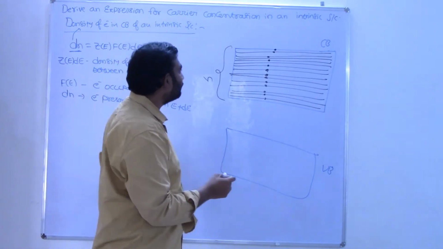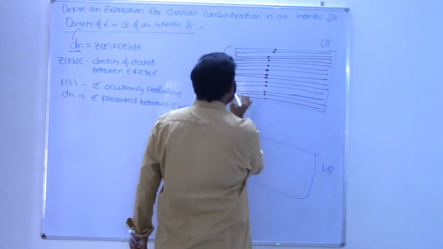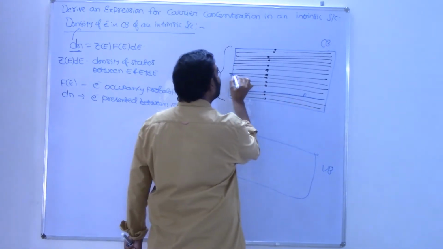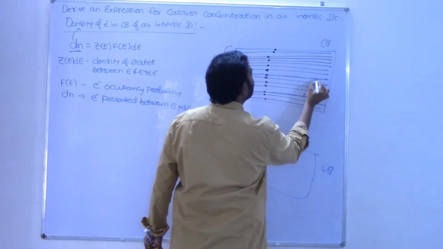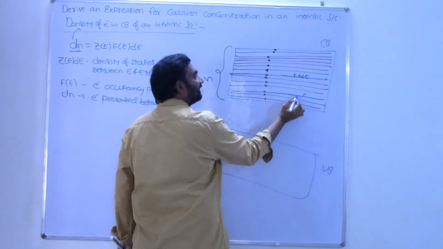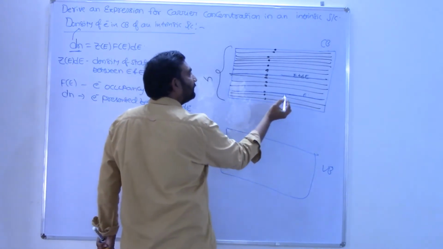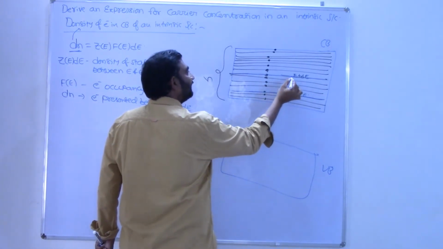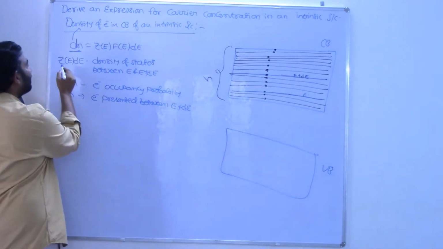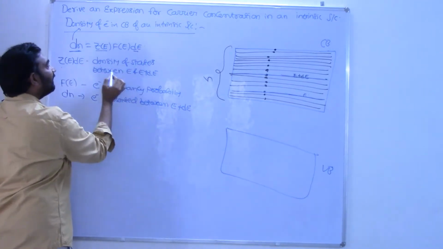So I consider two energy levels. For example, let us consider this energy level and this energy level. I name this energy level as E, and I am considering another energy level, E plus dE. So E is the lower energy level, E plus dE is a little bit higher energy level. You have different energy levels between E and E plus dE. Those are called density of states. So what is Z of E into dE? Here Z of E into dE is called the density of states.